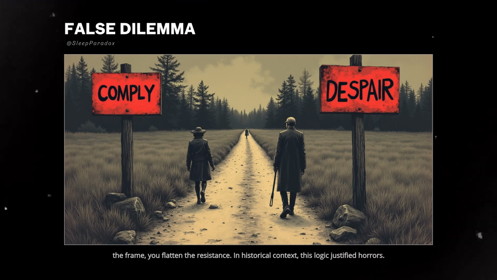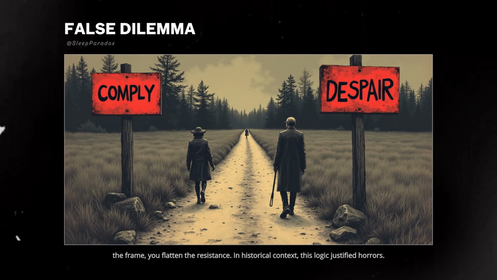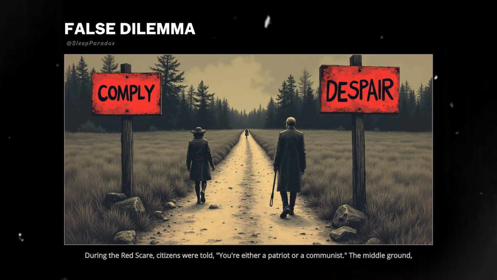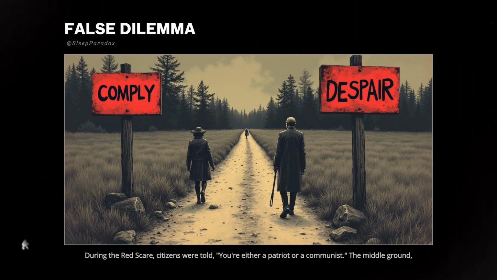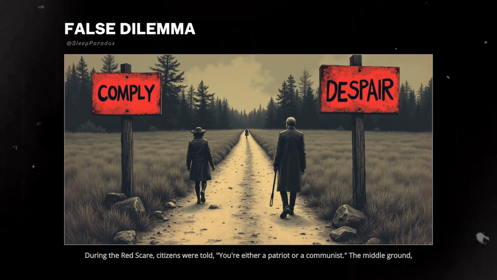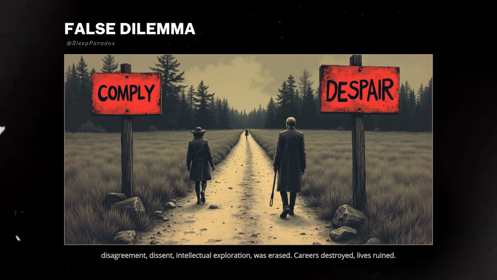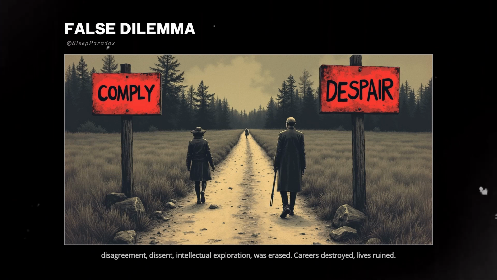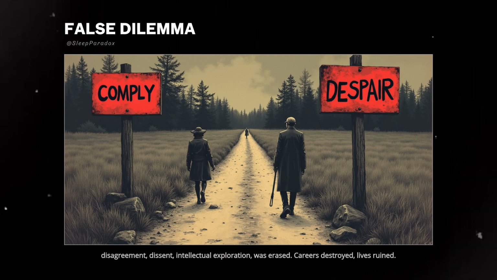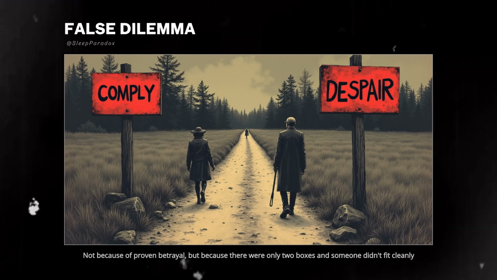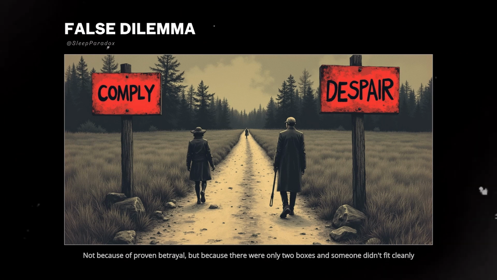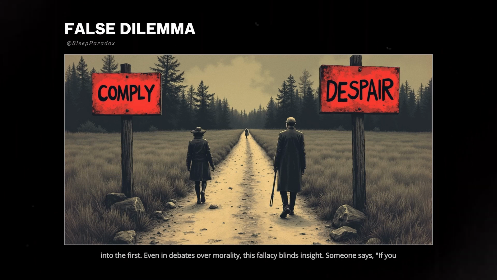In historical context, this logic justified horrors. During the Red Scare, citizens were told, you're either a patriot or a communist. The middle ground, disagreement, dissent, intellectual exploration, was erased. Careers destroyed, lives ruined. Not because of proven betrayal, but because there were only two boxes, and someone didn't fit cleanly into the first.